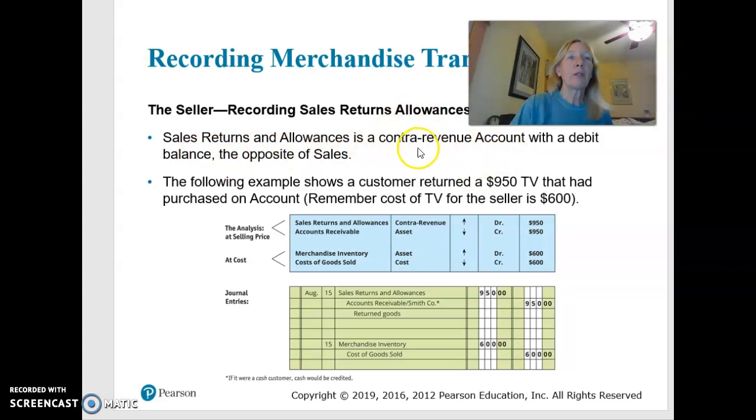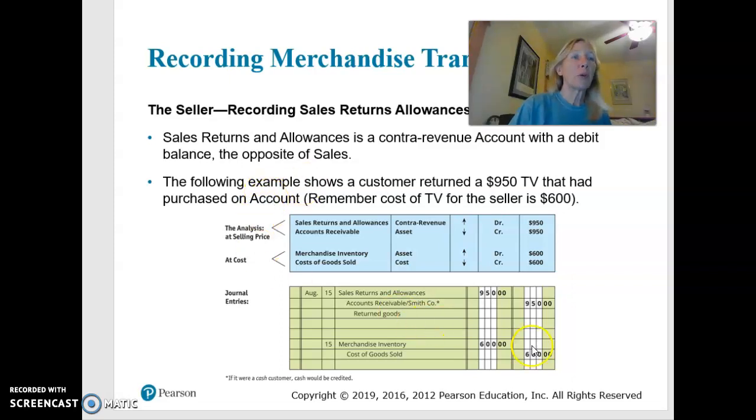This is a contra revenue account. It counts against your revenue because when people bring things back, it decreases your sales revenue. So that's why it's called a contra revenue. If it's a contra revenue, that means it will always be debited because it goes against revenue. Revenue is always credited. So here's an example of this: a customer returns his $950 TV that he purchased on account.